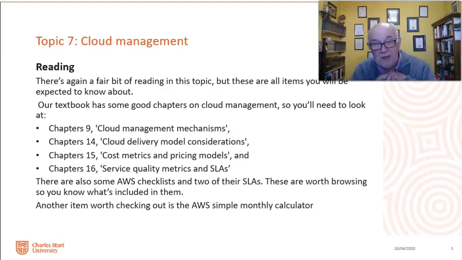I've also included some AWS checklists and 2 of the SLAs for you to have a look at. These are again worth browsing so you know what's involved in them and what's included. Another item that I've put in there is the AWS Simple Monthly Calculator. This allows you to look at how we organise and calculate how much it's going to cost. Fairly simple and straightforward. Have a play with it. Put some figures in and select some things, see what you think. It'll give you an idea of how this works.